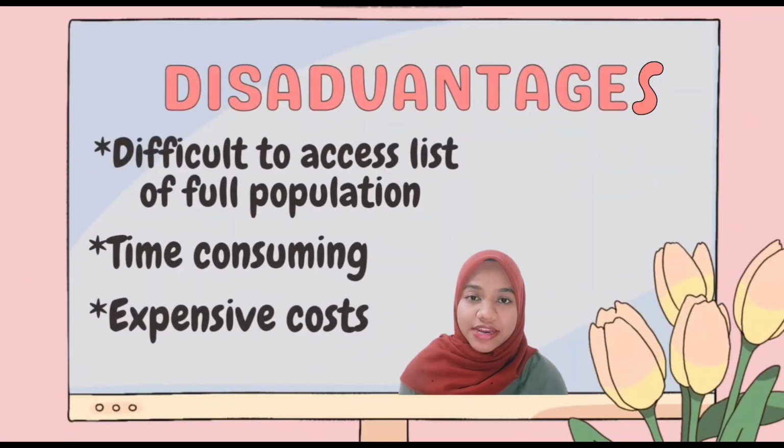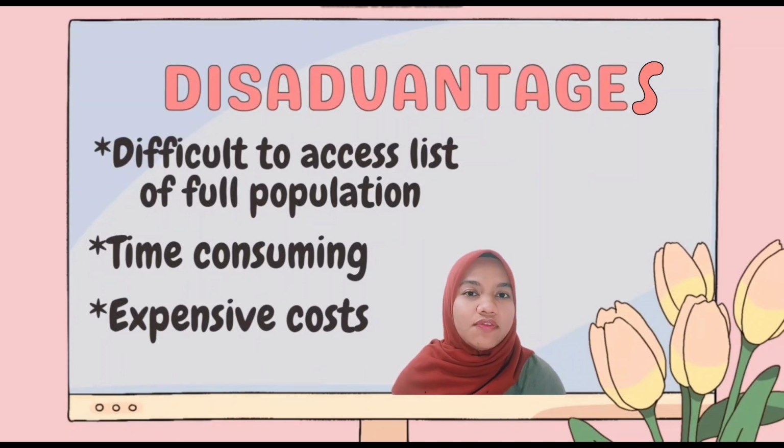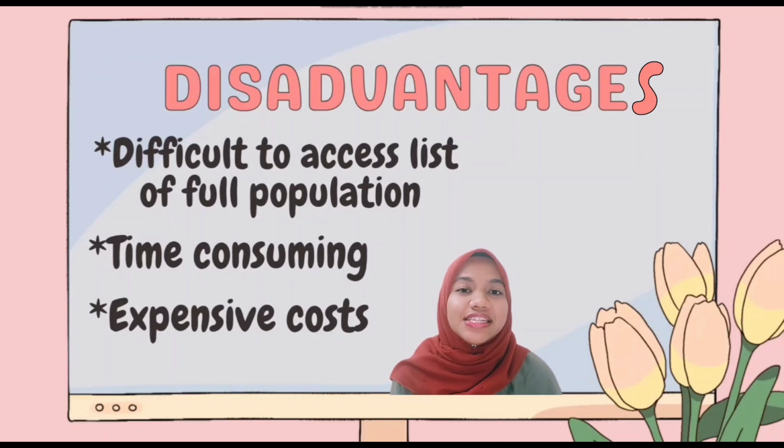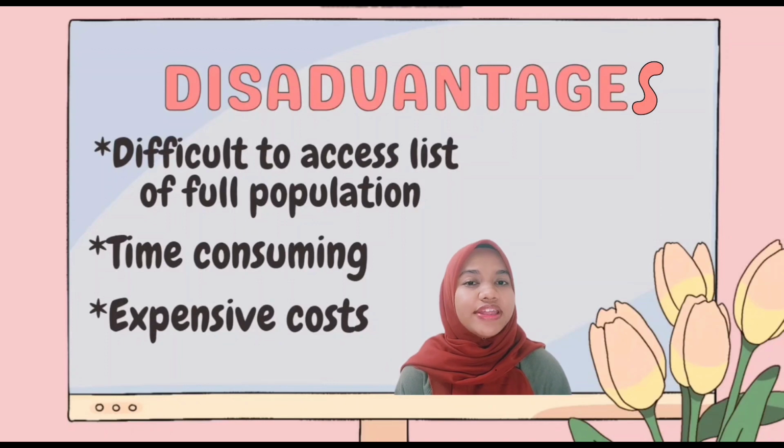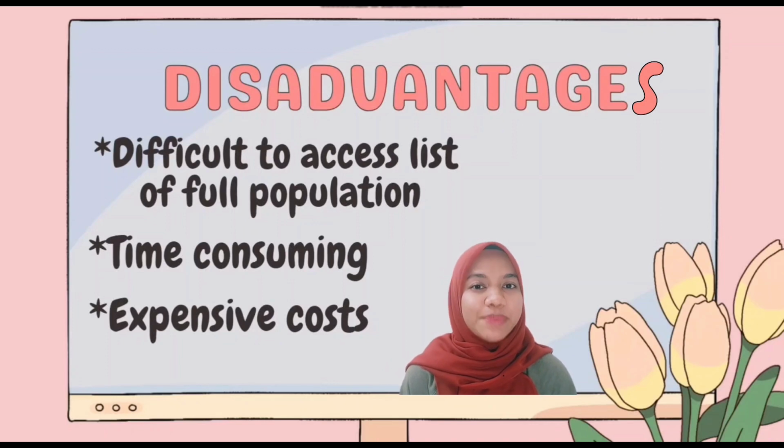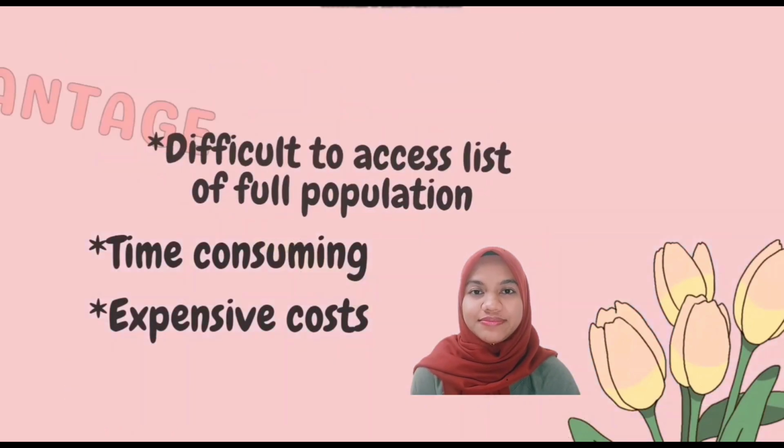Next, the disadvantages of simple random sampling. First, it is difficult to access a list of the full population. For example, some universities may not want to provide a full list of students due to privacy policy. Besides, this method is time-consuming. I say so because it takes time to complete for a larger population. Last but not least, it has an expensive cost. Retrieving the full list may require payment for the data provided.